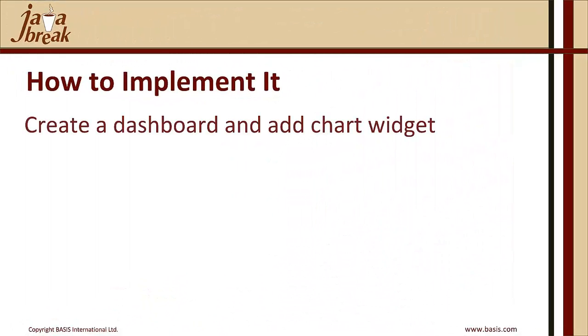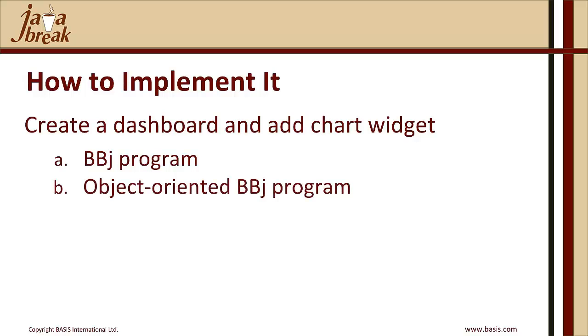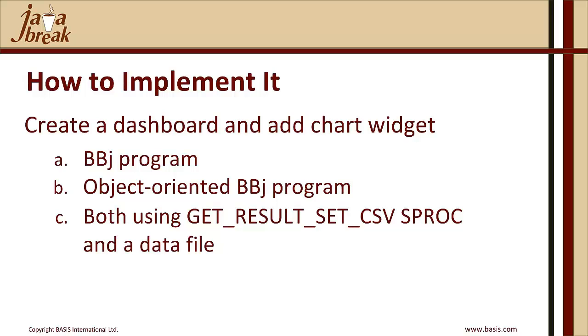So we're going to show you how to implement it, how to create a dashboard and add a chart widget. We're going to do it in 2 ways. One with a standard BBJ program with legacy type syntax, and then secondly we'll do it in the object-oriented style. Both of these are going to use the getResultSet CSV store procedure and a data file name. Let me hand you back to Nick Decker to take you through the process and explain the code required.